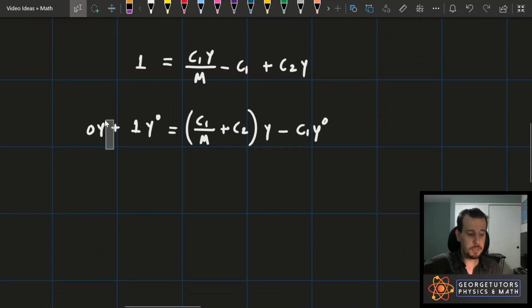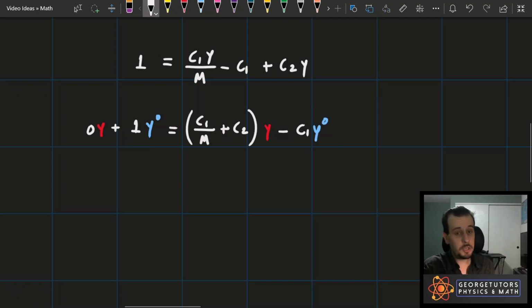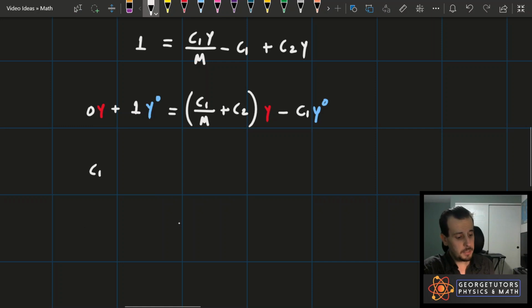Again, the reason I'm doing this is because I'm going to solve this equation through comparison, as you can see over here. So the factors that are multiplying the y to the first power are going to be set equal. That gives me right now c1 over m plus c2 is equal to 0.